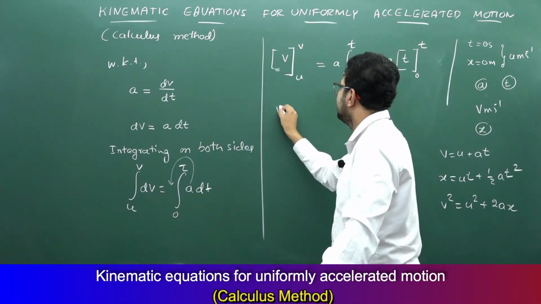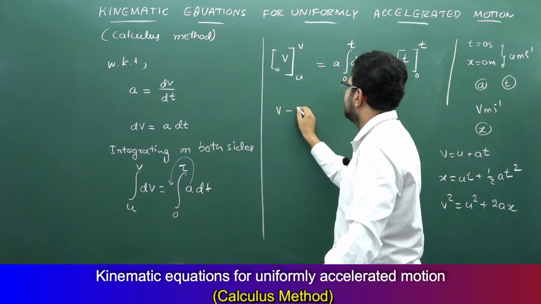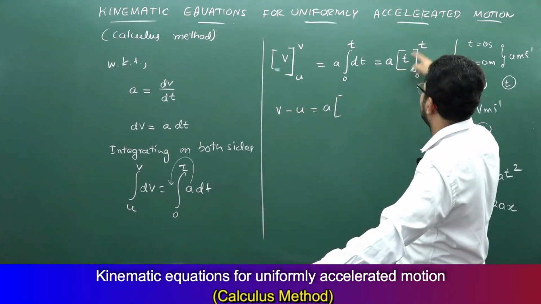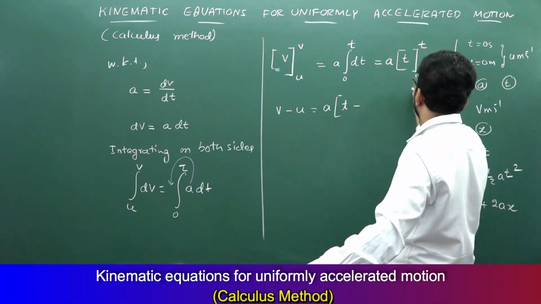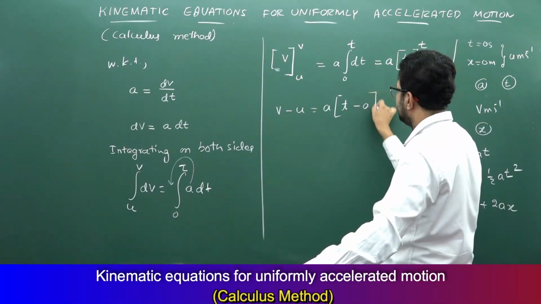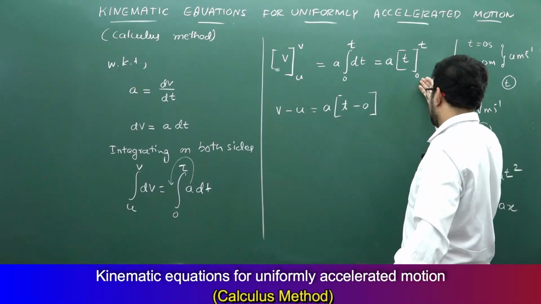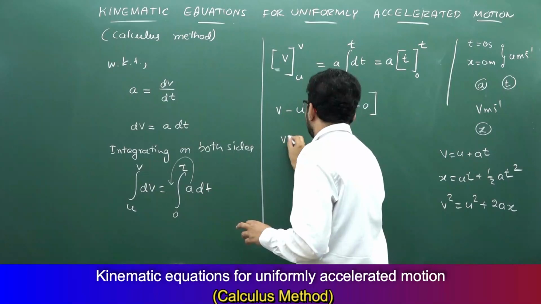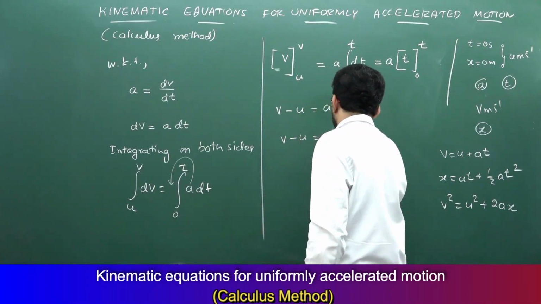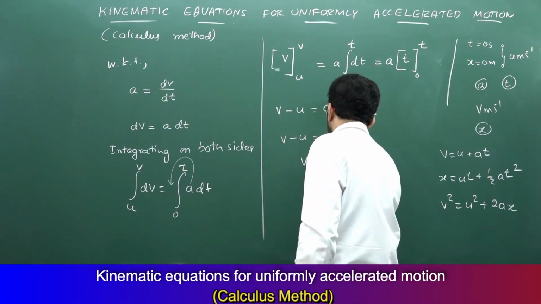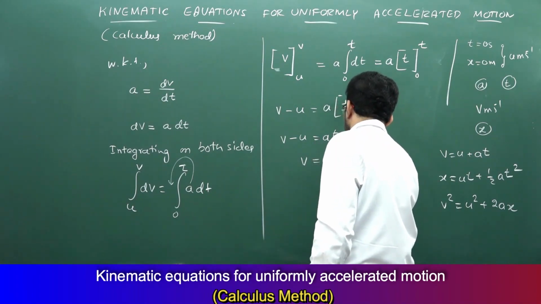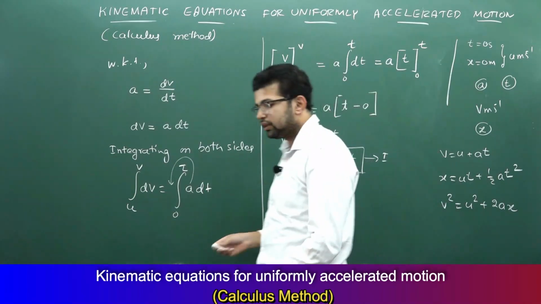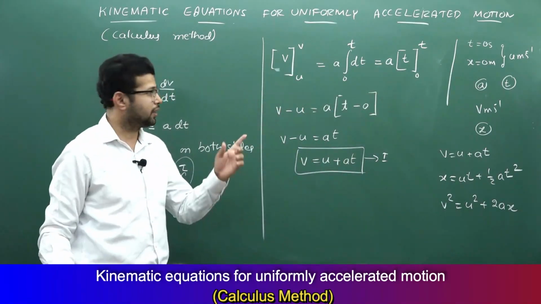So, here what happens? V minus u is equal to a into, here also, first you apply the upper limit t minus, then you apply the lower limit 0, and usually when the lower limit is 0, you can just ignore the latter term. So, what happens here? V minus u is equal to a t, or v is equal to u plus a t. This is the first equation of motion. These are the equations of motion Newton derived, using the calculus method.